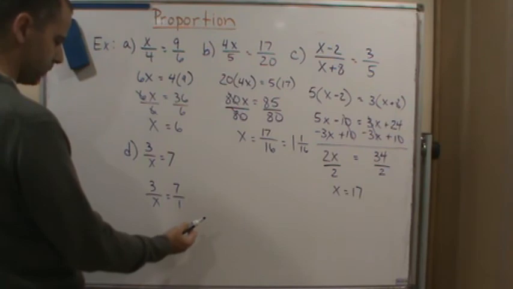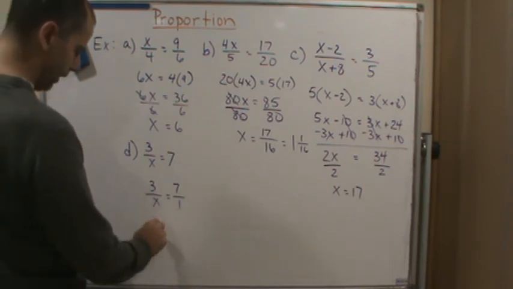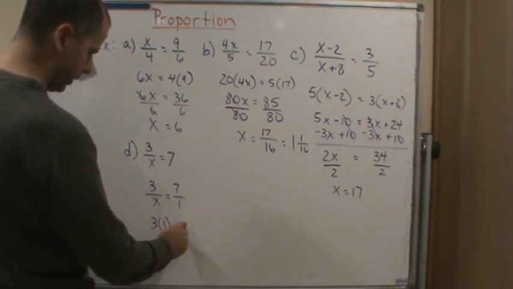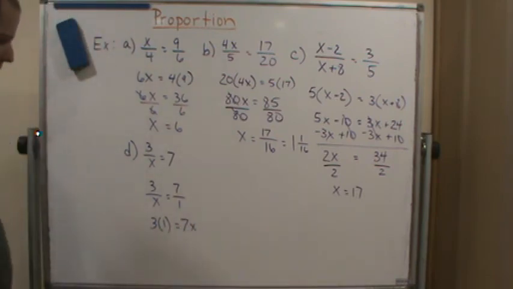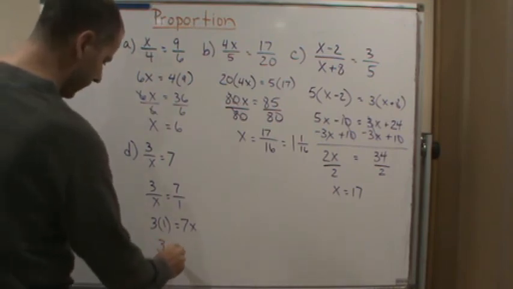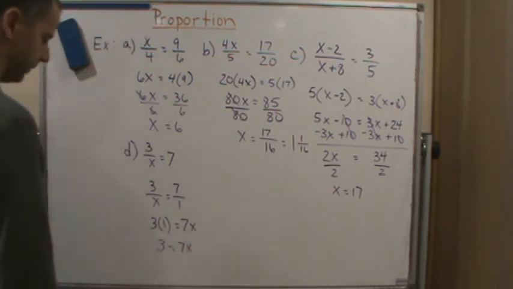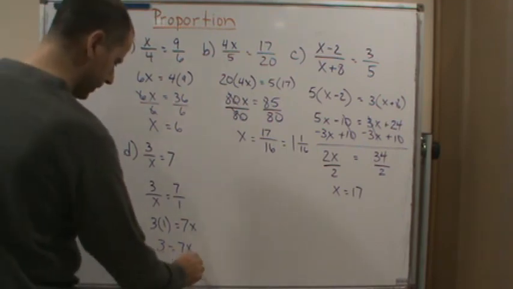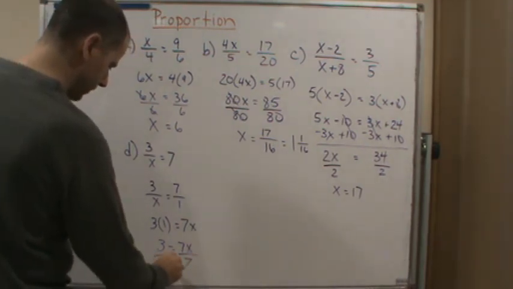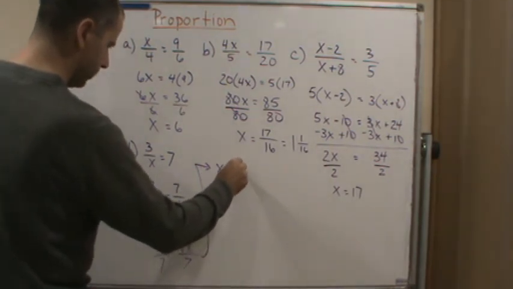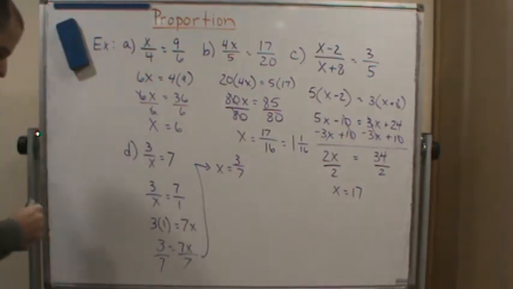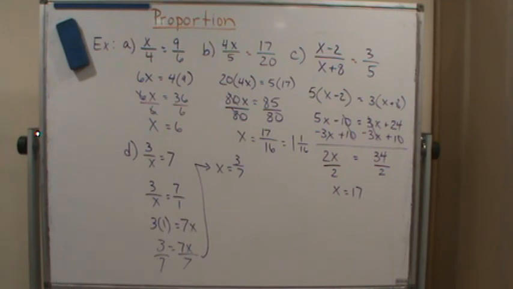So now let's do the cross multiplication. 3 times 1 equals 7x. Well, 3 times 1 is just 3, so we get 3 equals 7x. And so now all we have to do is divide both sides by 7, and we get x equals 3/7. And we're done.